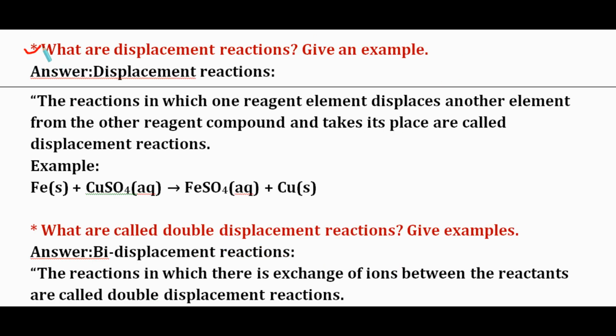Next question, what are displacement reactions? Give an example. Displacement reactions, the reactions in which one reagent element displaces another element from the other reagent compound and takes its place, are called displacement reactions. For example, here is iron and copper sulfate, and iron displaces copper and it becomes ferrous sulfate plus Cu. This is known as a displacement reaction.